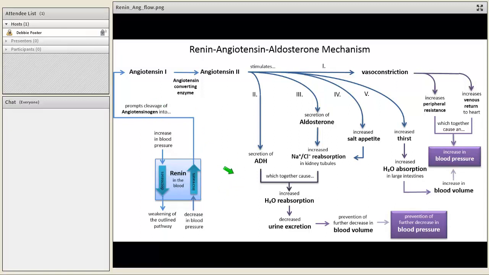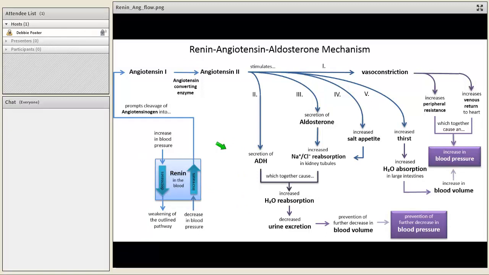Once again, it depends on the reference you look at. Some just call it the renin-angiotensin system. Some will call it the renin-angiotensin-aldosterone mechanism. Aldosterone can also be secreted on its own. It is a hormone, so it has other stimulation to secrete it as well. But this particular series is specifically the mechanism for blood pressure regulation.